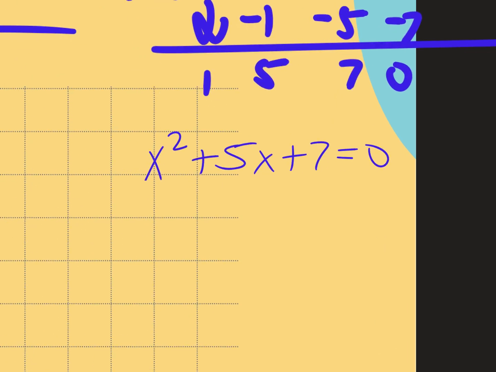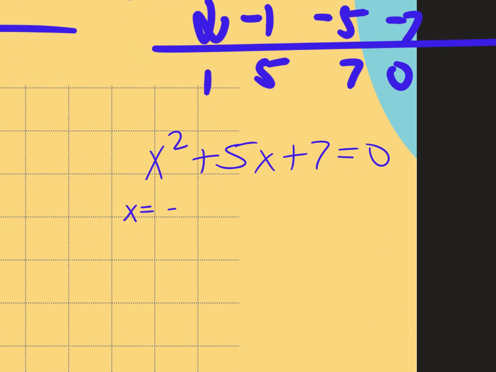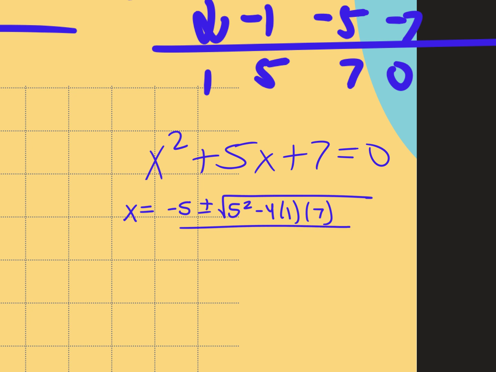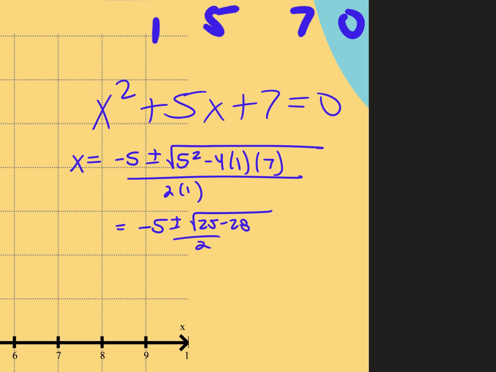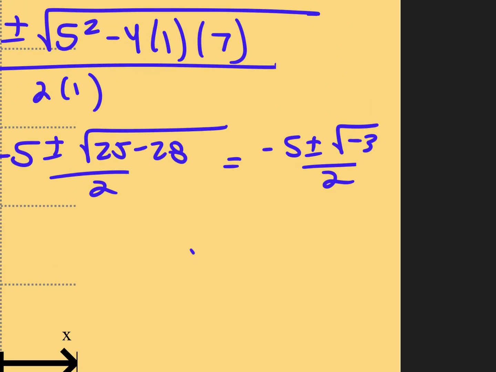So we need to use the quadratic formula. So x equals -5 plus or minus the square root of 5 squared minus 4 times 1 times 7, all over 2 times 1. So -5 plus or minus the square root of 25 minus 28, over 2. So when we simplify this, we get -5 plus or minus the square root of -3, over 2. What do you notice about that? It's imaginary. So I have here x equals -5 plus or minus i square root of 3, all over 2.